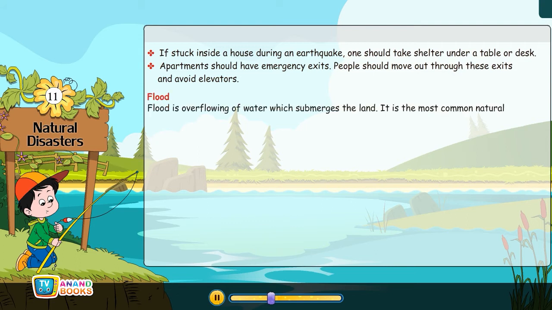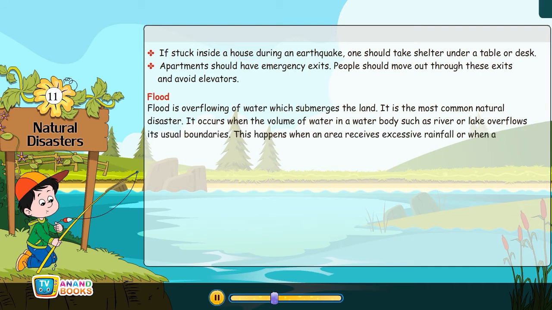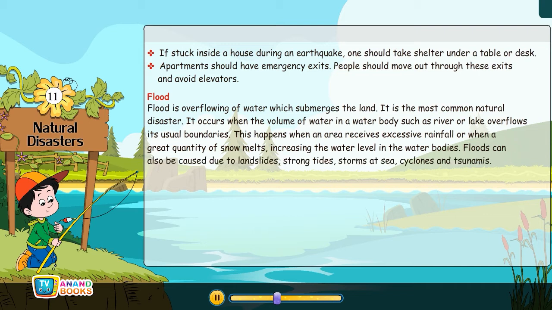Flood. Flood is overflowing of water which submerges the land. It is the most common natural disaster. It occurs when the volume of water in a water body, such as a river or lake, overflows its usual boundaries. This happens when an area receives excessive rainfall or when a great quantity of snow melts, increasing the water level in the water bodies. Floods can also be caused due to landslides, strong tides, storms at sea, cyclones and tsunamis.